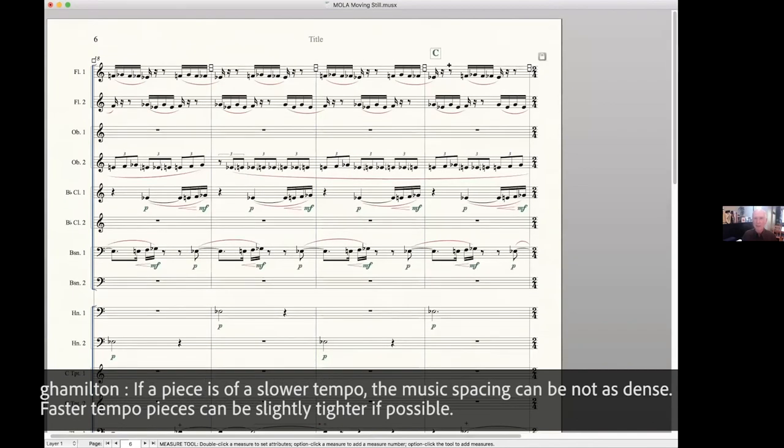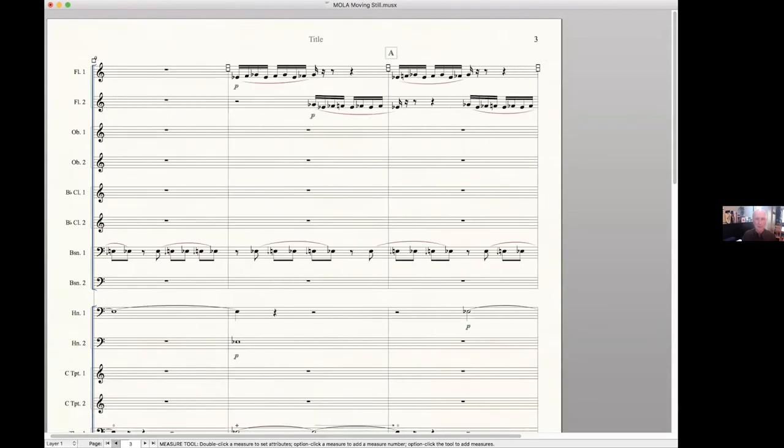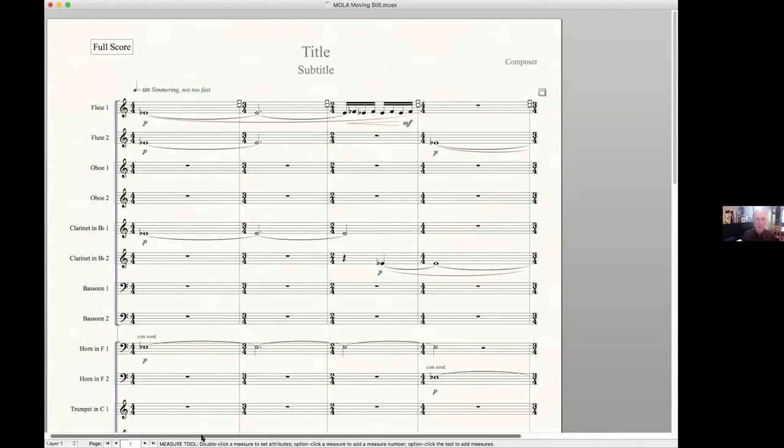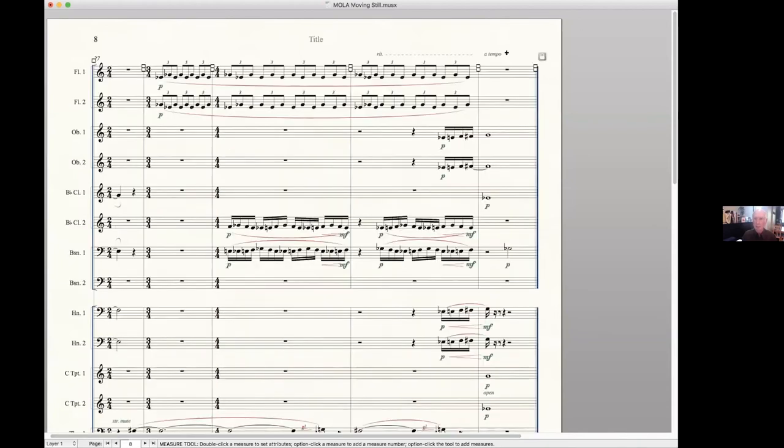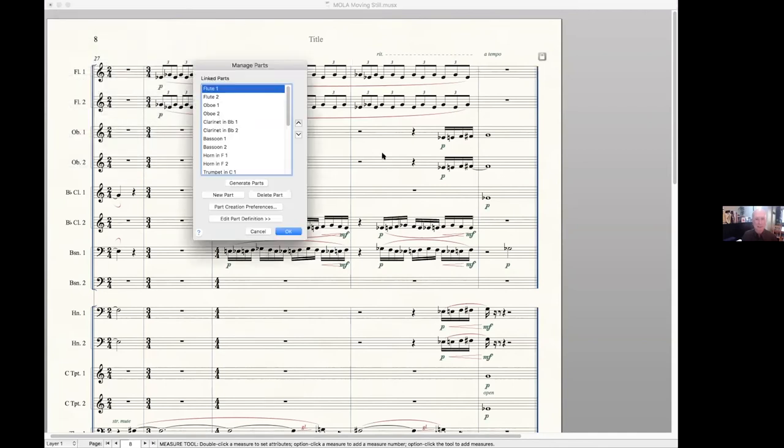Then at the final level, I'm putting in rehearsal letters. I'm putting in the tempo markings. I'm putting in tempo adjustments. And I'm getting the score as clean as I can, printing it out, proofreading it, going back, making those corrections, and then I'm creating the linked parts. Now I've already created the linked parts for these. It's very simple to do.